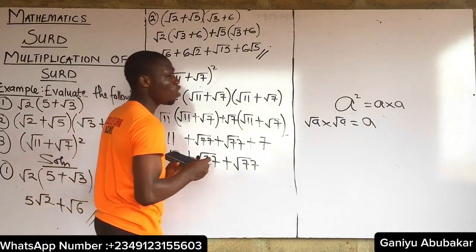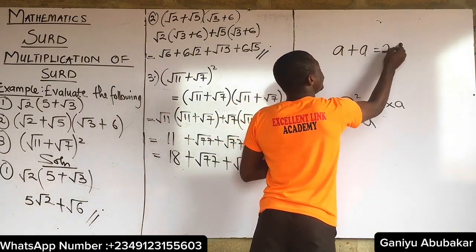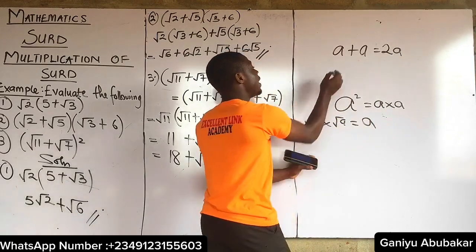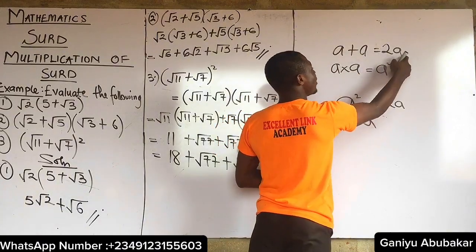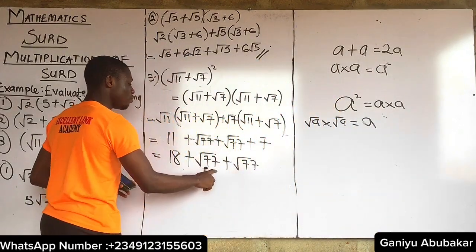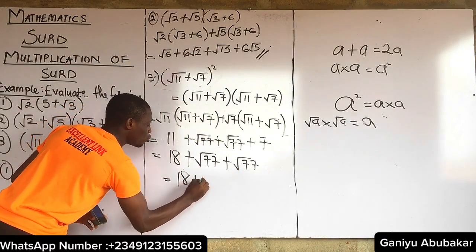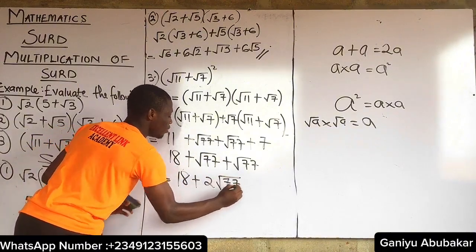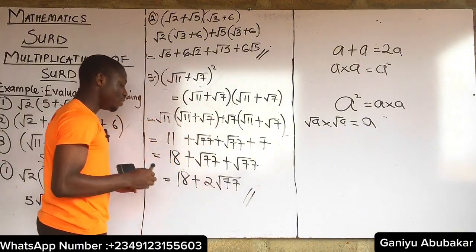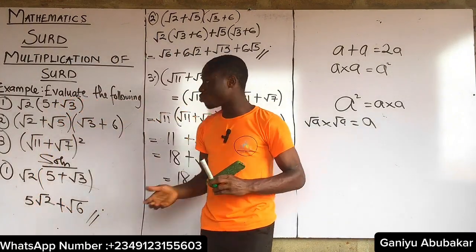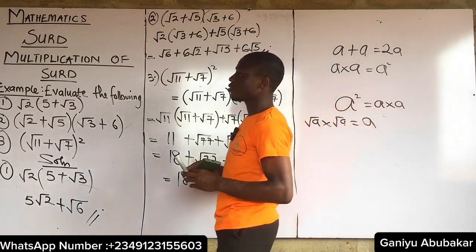In mathematics, look up please, if I have a plus a, that will give 2a. Observe the difference: a times a gives a squared, a plus a will give 2 of a. So root 77 plus root 77 will give 2 root 77. So I'll have 18 plus 2 root 77 as my final answer to this question here. So this is how to solve these problems under multiplication of surds.